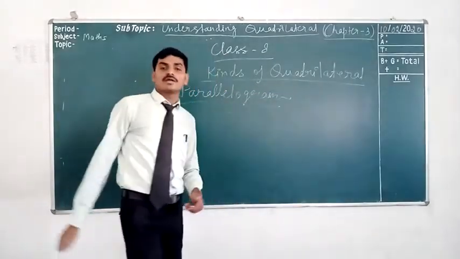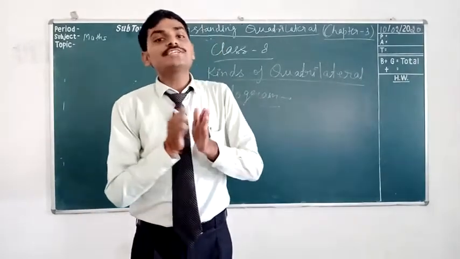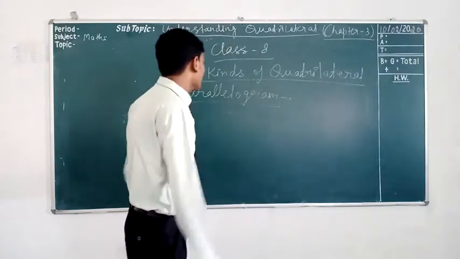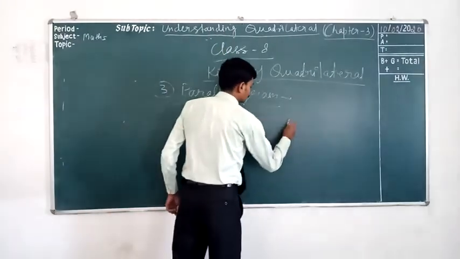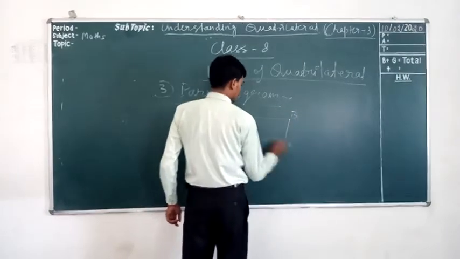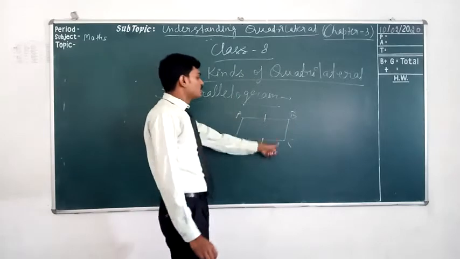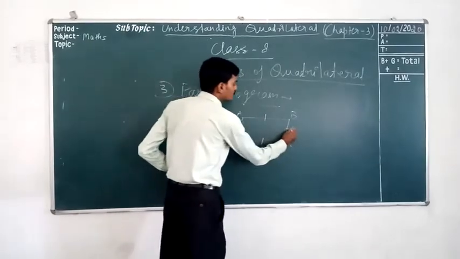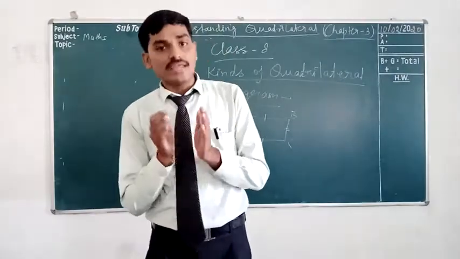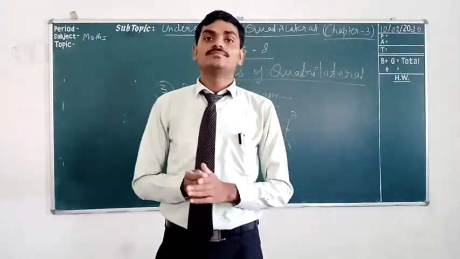What is the parallelogram? The quadrilateral in which opposite sides are equal and parallel. Here AB is equal to CD and AD equal to BC. So the quadrilateral in which opposite sides are equal and parallel, this is known as the parallelogram.